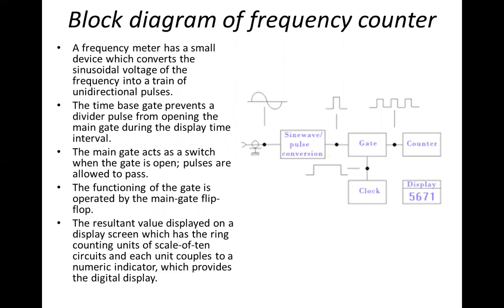The resultant value is displayed on a display screen, which has the ring counting units of scale of 10 circuits and each unit couples to a numeric indicator which provides a digital display. As the reset pulse generator is triggered, ring counters get reset automatically and the same procedure starts again.